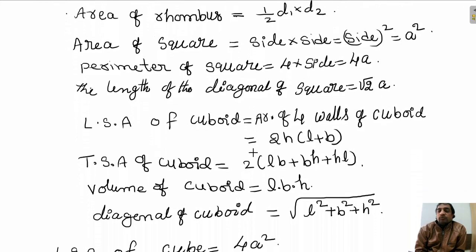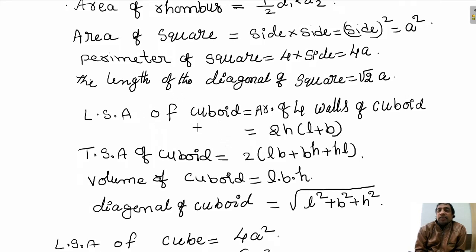Now coming to cuboid. LSA of cuboid is nothing but the area of 4 walls, so 2h into (L plus B). TSA of cuboid is equal to 2 into (LB plus BH plus HL). Volume of the cuboid is equal to L into B into H. In the same way, diagonal of the cuboid is equal to under root of L square plus B square plus H square.